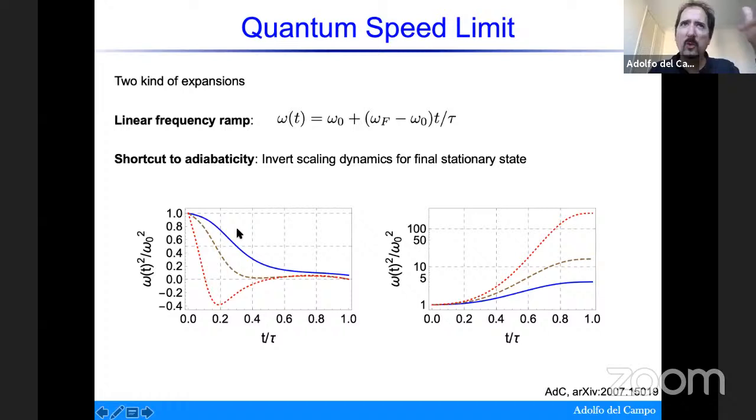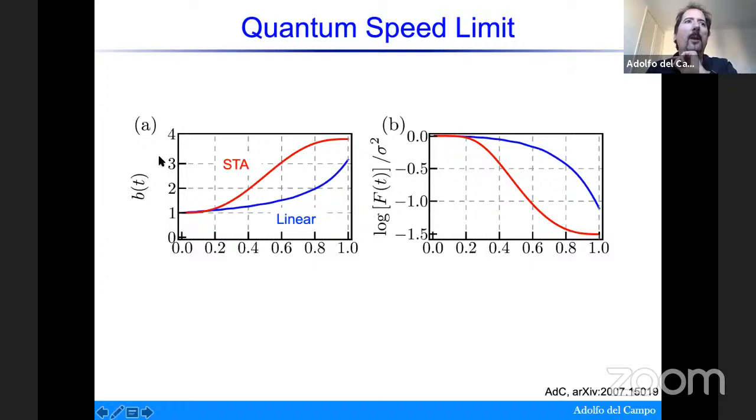So I thought these are two interesting kinds of expansions. Linear ramp is what many people do in the lab, and shortcuts to adiabaticity is something motivated by optimal control. And you may wonder what's the difference in the quantum state limits. So I first want to show what happens to the scaling factor of the cloud. You see that if you make a non-adiabatic evolution, the scaling factor starts to grow for expansion, but it does not reach the equilibrium value for the final configuration. This is as a function of time, for a given duration tau.